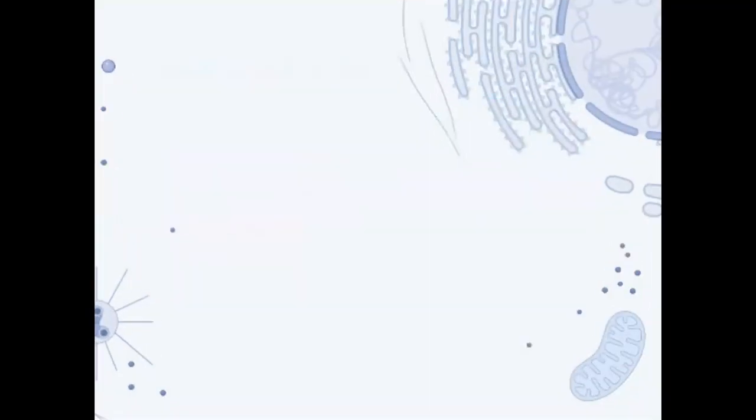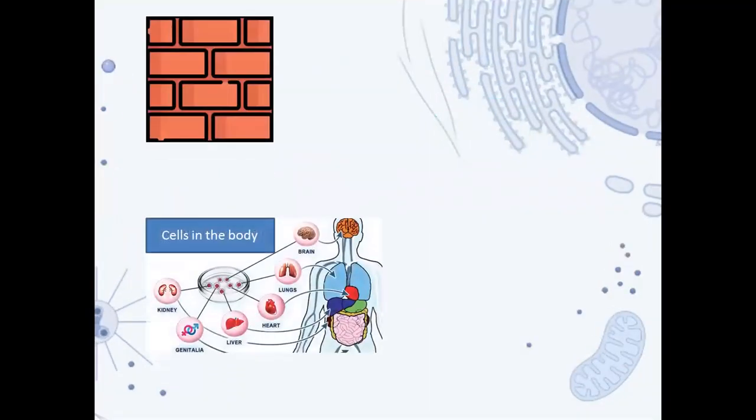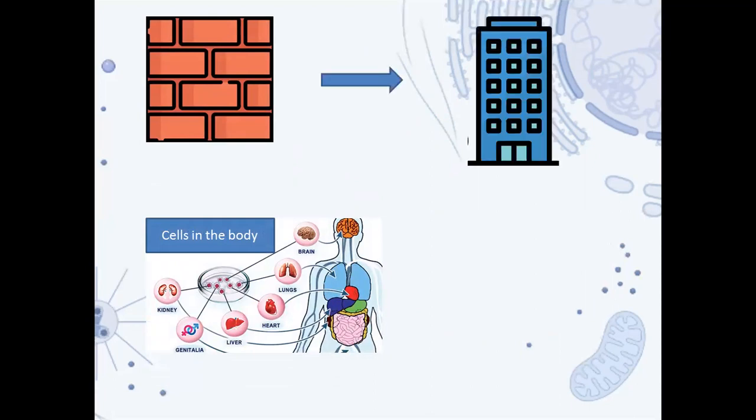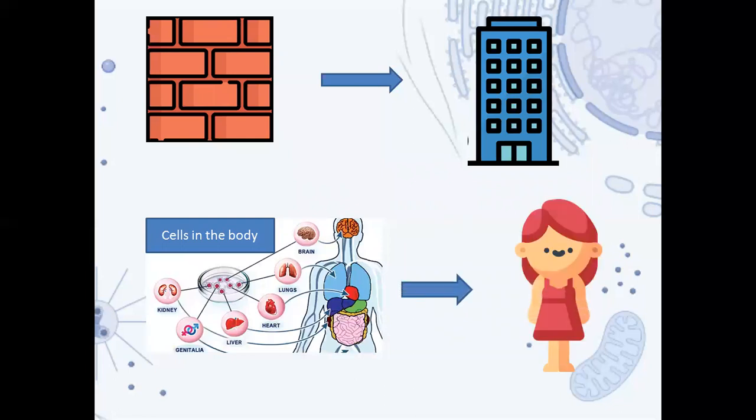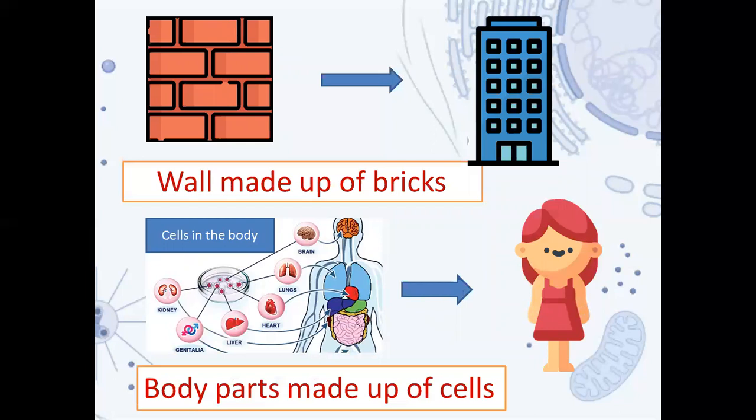Now let us find the similarities between the bricks and the cells in the body. We know that bricks make the walls and the walls come together and make a building. In the same way, cells in the body make organs. These organs performing specific tasks come together and make a whole living organism. So we can say that the bricks are the building blocks of a building and the cells are the building blocks of a living organism.